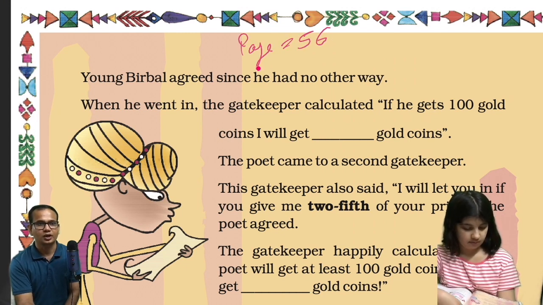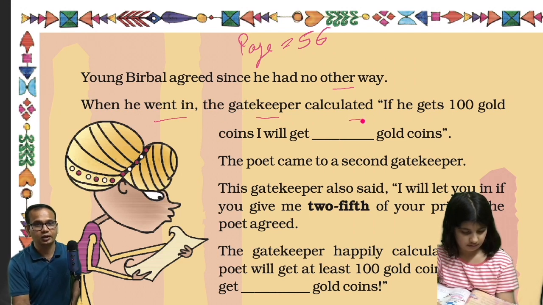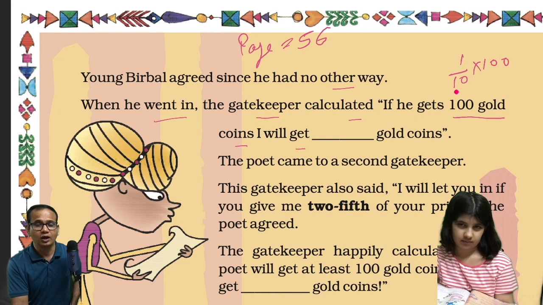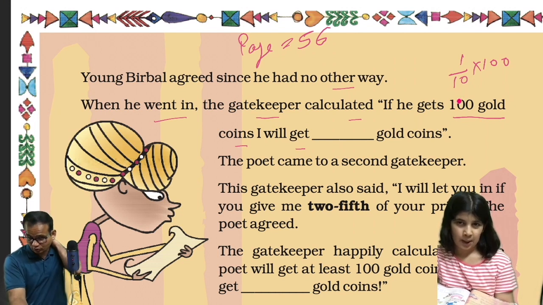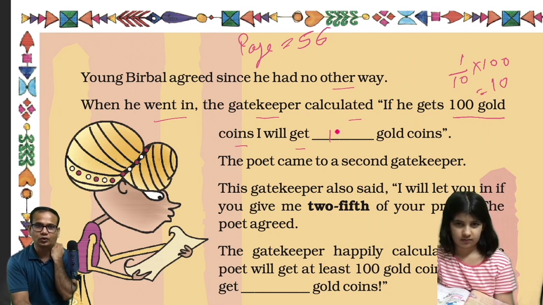Young Birbal agreed since he had no other way. When he went in, the gatekeeper calculated, "If he gets 100 gold coins, I will get 10 gold coins." For example, 1/10 of 100. There was a condition that the gatekeeper would get 1/10 of the coins. So what is 1/10 of 100? 100 divided by 10 is nothing but 10. So 10 gold coins. So Avisha is right.